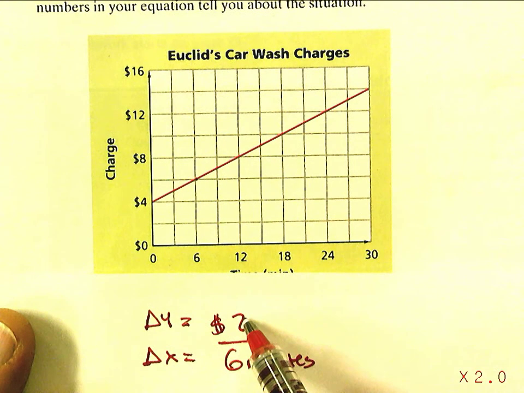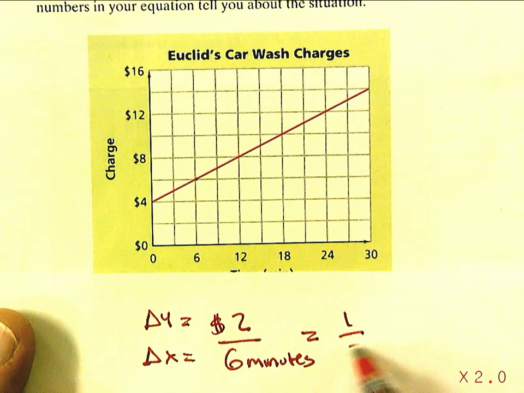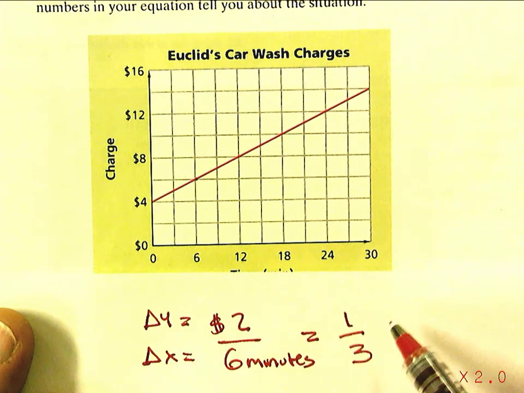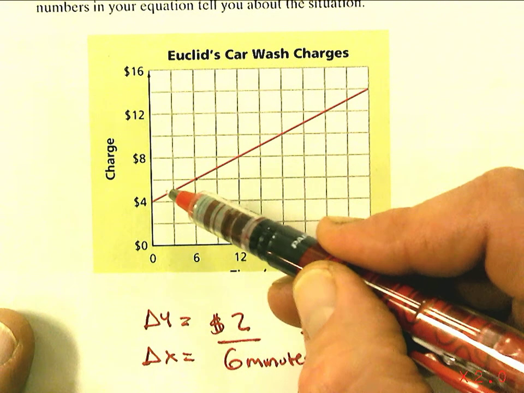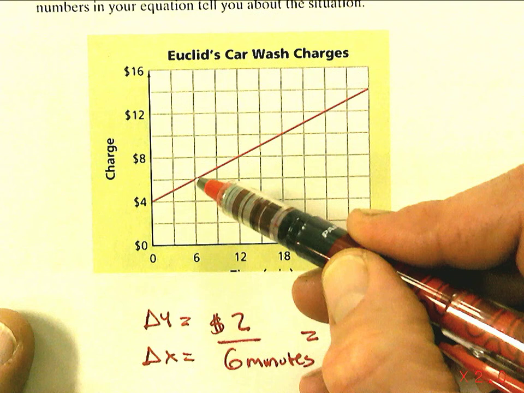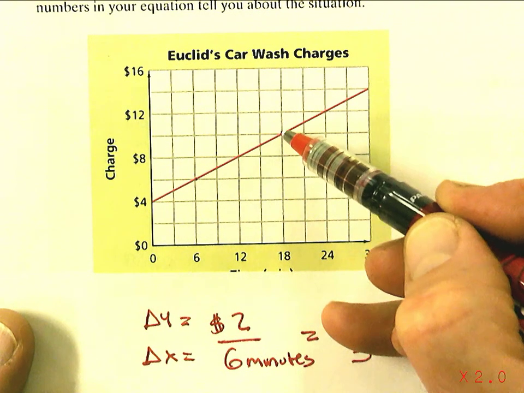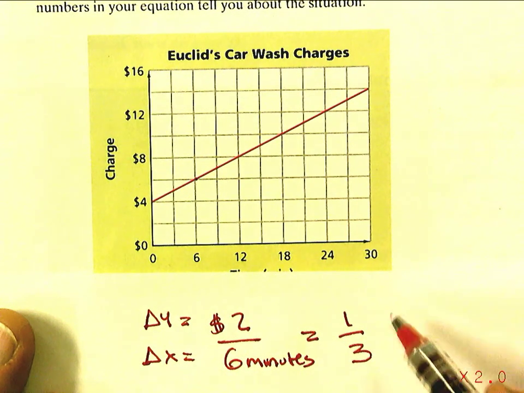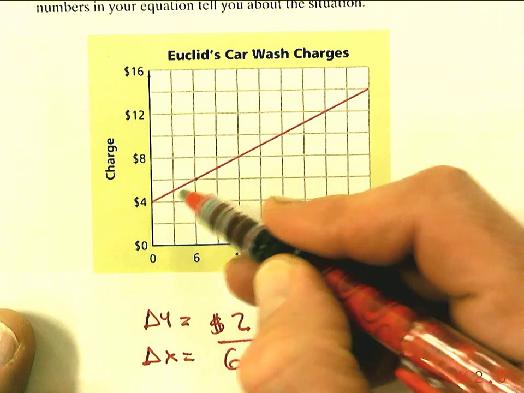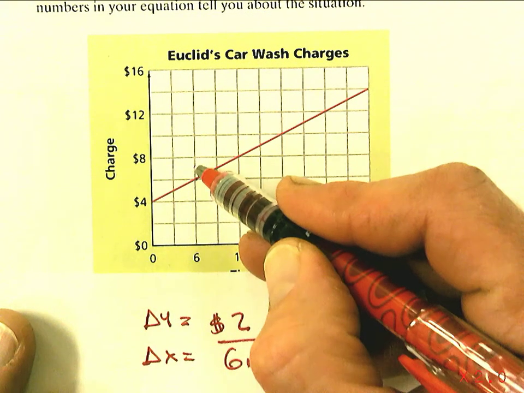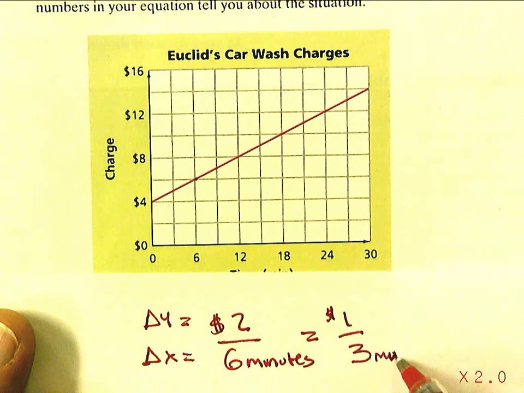So your change in y compared to your change in x, I can simplify that to 1/3. 2/6 is the same as 1/3. So really for every $1 up, it goes over 3 minutes. I really could have gone smaller stair steps, simplified the fraction, and so that's my slope. At 1/3, in other words, it's $1 for every 3 minutes.